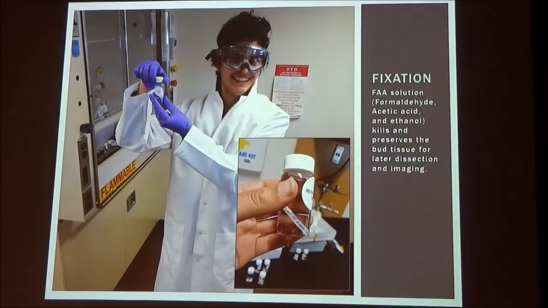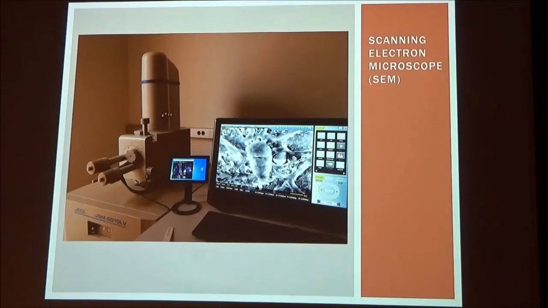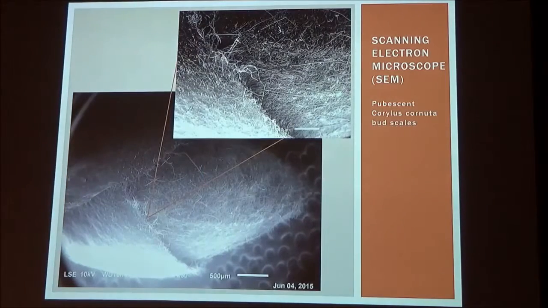And then I spent a lot of time in the fume hood fixing buds, so many buds. I was able to get incredible pictures under the SEM microscope. So just a little show and tell right now, because they're so pretty.